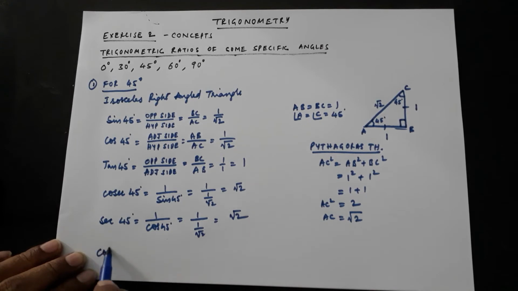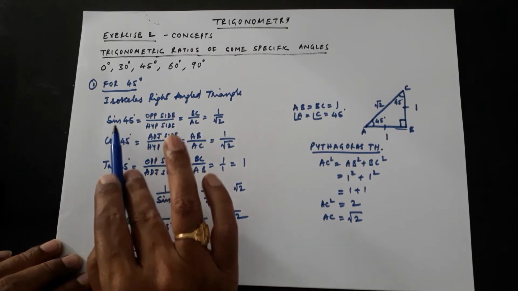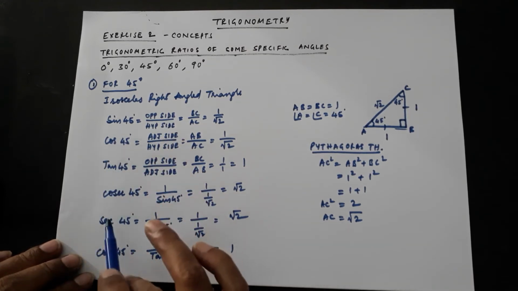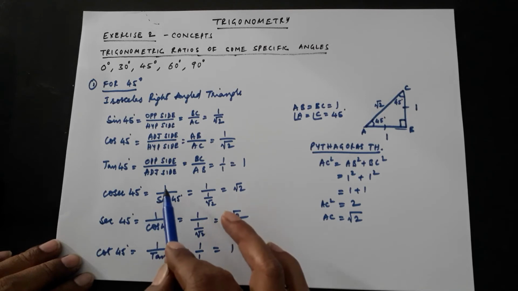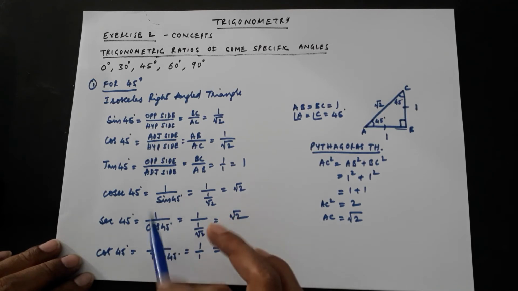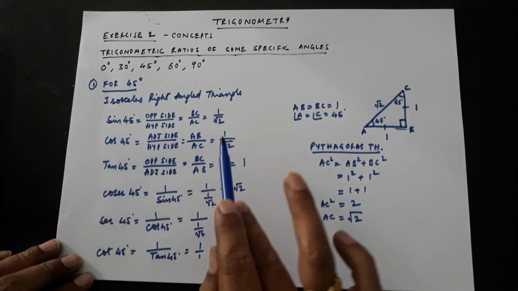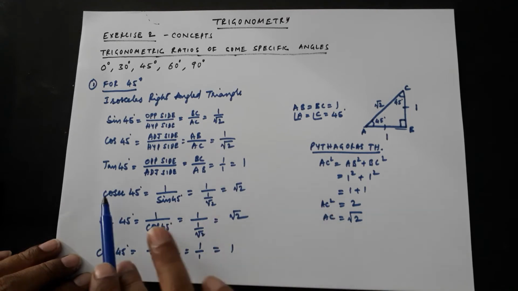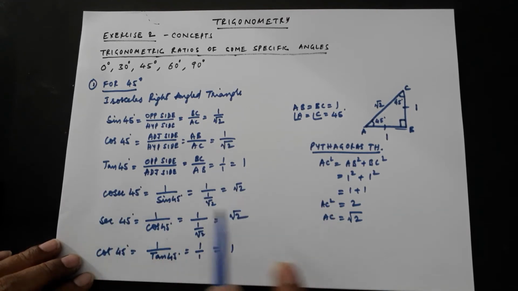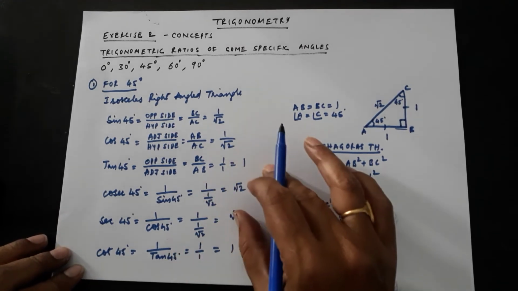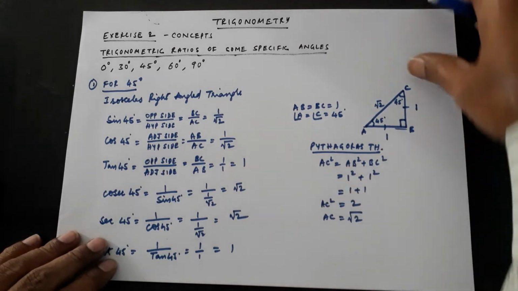Okay. So what is cot 45 degrees? Cot 45 is 1 by tan 45. So 1 by 1, which is again 1. So if we have sine, cos, tan, we can easily find out cosecant, secant and cot, which is the reciprocal of all the three. So now we got sin 45 is 1 by root 2, cos 45 is 1 by root 2, tan 45 is 1, cosecant 45 is root 2, secant 45 is root 2, cot 45 is 1. Okay, so these are the trigonometrical ratios for 45 degrees angle.